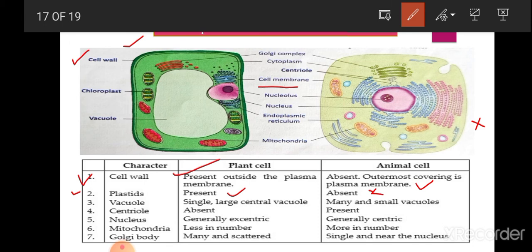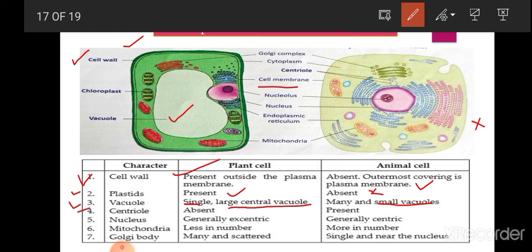That is why animals are not able to do photosynthesis. Then vacuole. In plant cells, vacuole is single, means only one, and a large central vacuole. You can see this is the vacuole. One large central vacuole is present in plant cells, whereas in animal cells, they are either absent, or if they are present, they are many and very small vacuoles, means they are present in very large number but very small. Okay, now centrioles.